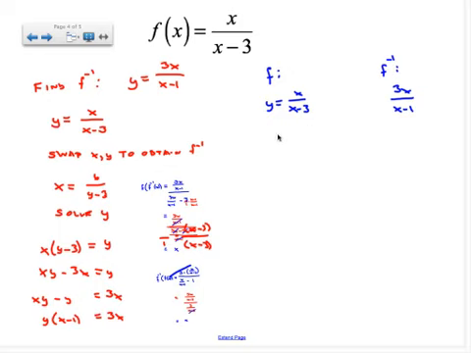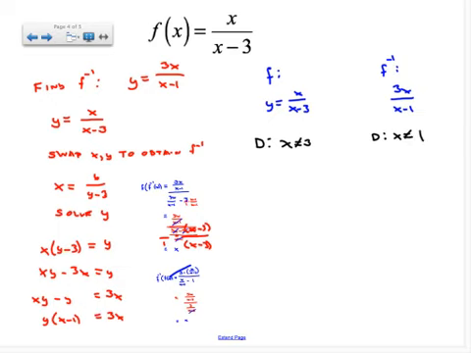The last thing I want to say is that we are into a world now where we can determine some things we weren't necessarily able to determine before. We could always find the domain of a function like this. This function has a domain: x cannot equal 3, because I don't want the denominator to be equal to 0. F inverse has a domain: x is not equal to 1, because again I don't want the denominator to equal 0.